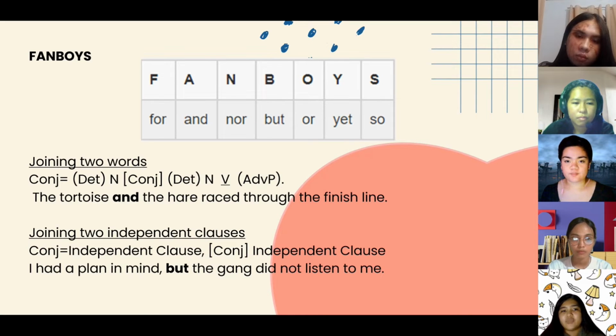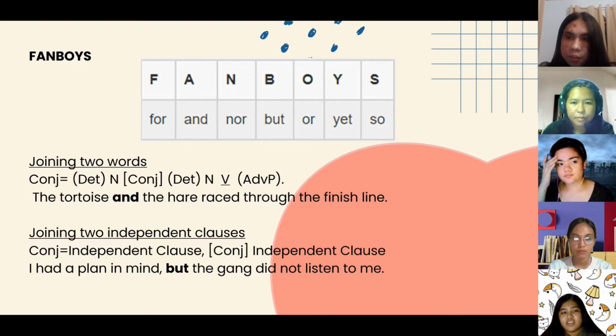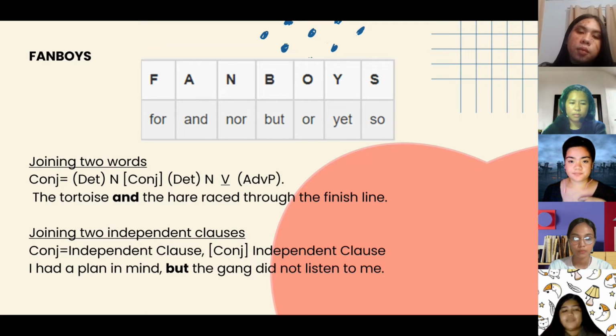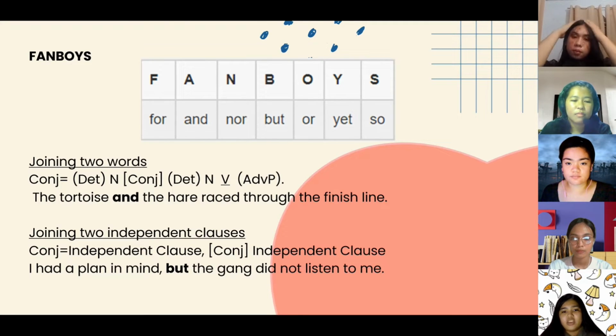An example here is: the tortoise and the hare race through the finish line. The conjunction used here is "and." And the second one, joining two independent clauses. For the syntactic environment, we have the independent clause, in the middle is the conjunction, and another independent clause. An example here is: I had a plan in mind, but the gang did not listen to me. The position of coordinating conjunctions is always medial.